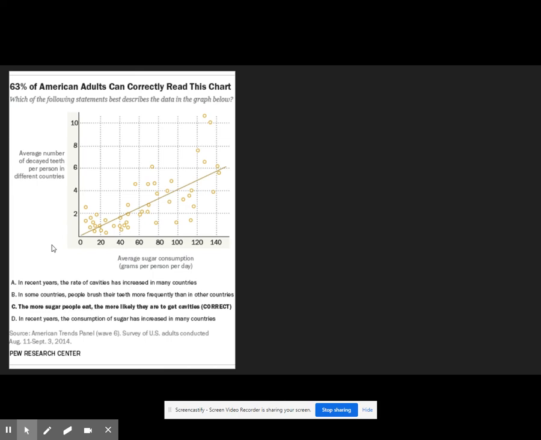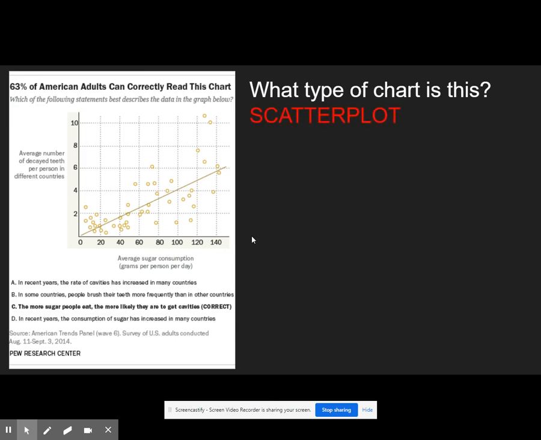So what is the correct conclusion we can draw? The right answer here is the more sugar people eat, the more likely they are to get cavities. That is what we can draw from this chart. We always want to make sure we're not falling into the causation trap. We're not using the word cause here. So what type of chart is this? Hopefully you remember, it's called a scatter plot.